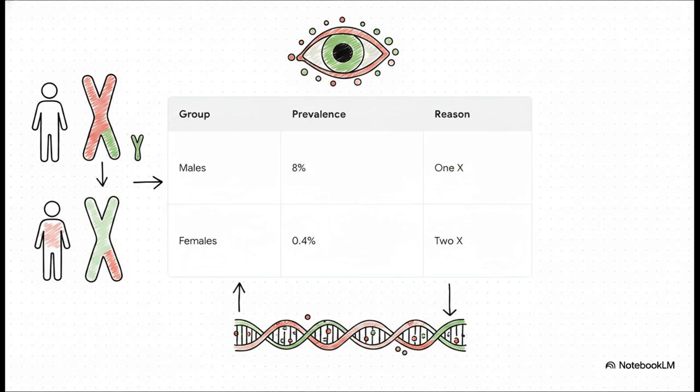I mean, look at these stats. Colorblindness occurs in about 8% of males, but a tiny 0.4% of females. The biological reason is actually brilliantly simple. Males possess only one X chromosome. They literally have no biological backup. Females, on the other hand, possess 2 X chromosomes, meaning they'd need the mutation on both of them to actually be colorblind. Otherwise, they just remain unaffected carriers.